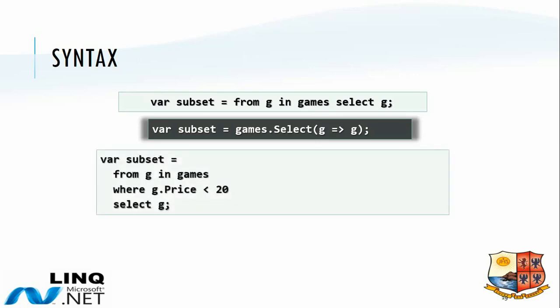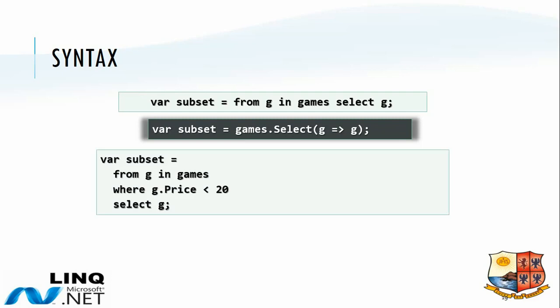Okay, look at this. Next one. From G in games where G dot price is less than 20, select G. Reading this code itself, you can understand what I'm trying to get from there. Basically I'm trying to say select star from games where price is less than 20. This is my query. But please note that the games here is not a database. It's a string array, or an int array, whatever it is. I can still work with this.